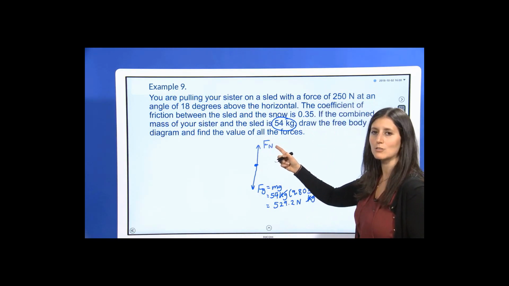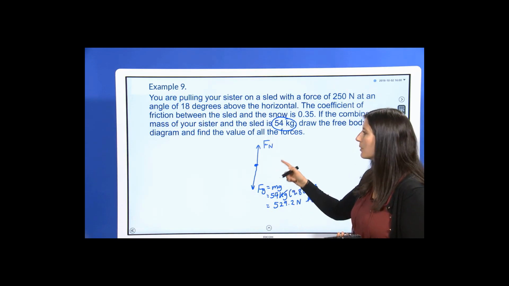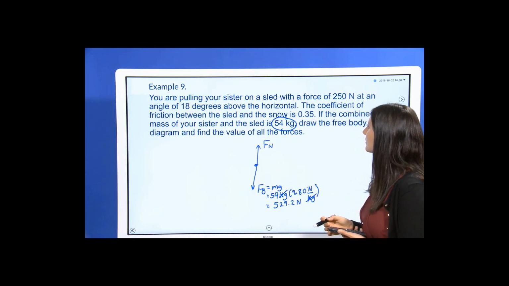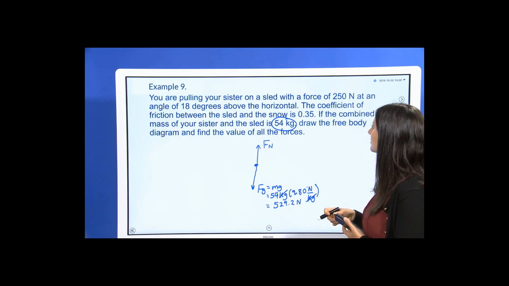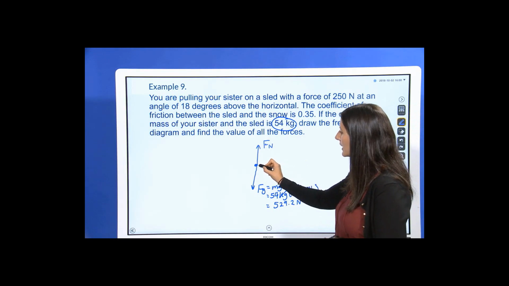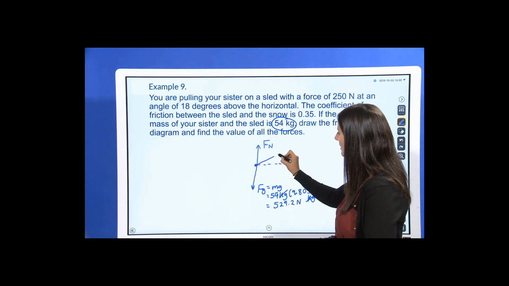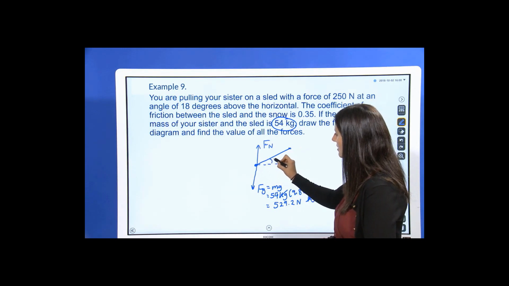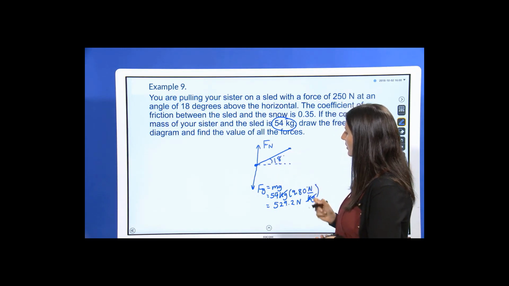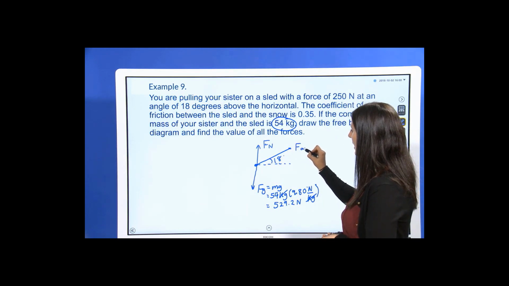Before we can calculate this normal force, we need to see if there are any other forces here that have y components in them. So we have an angle of 18 degrees above the horizontal. This is me pulling my sister on the sled at an angle of 18 degrees above the horizontal. So this force is the force applied.